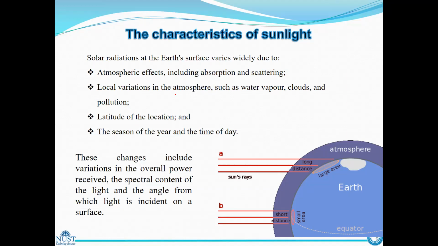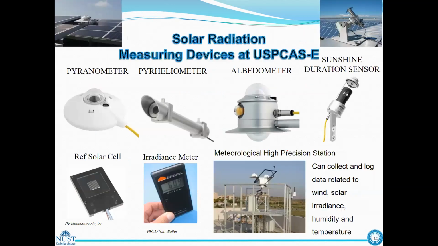So we cannot assume any particular value of these radiations. We have to measure them while we are on the equator or in any other latitude location on this globe. So we need some devices. Some of these devices we also host at USP CAS in our labs.